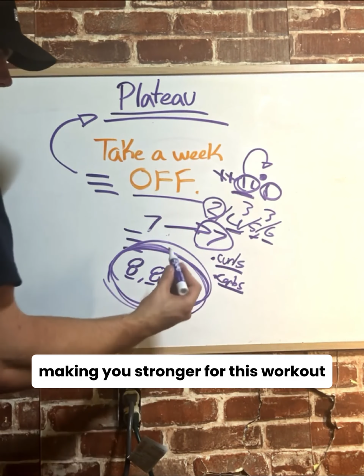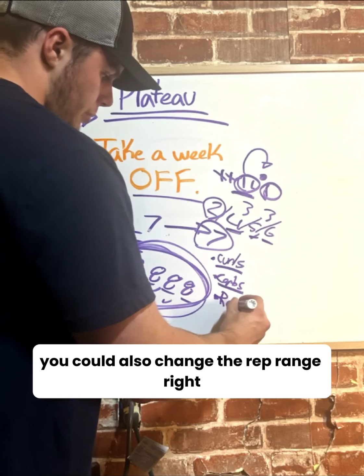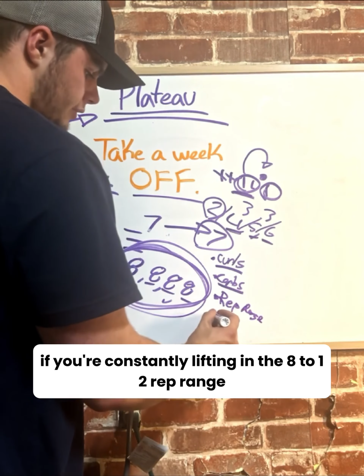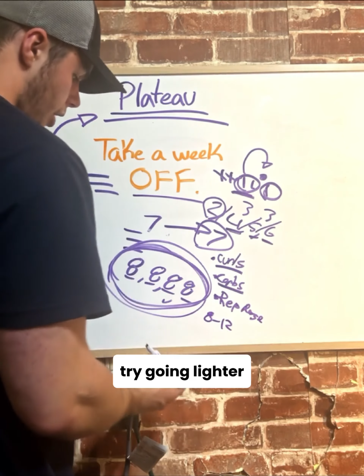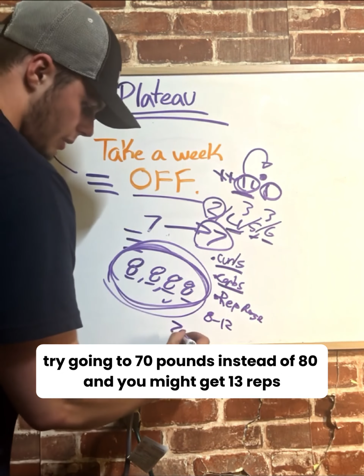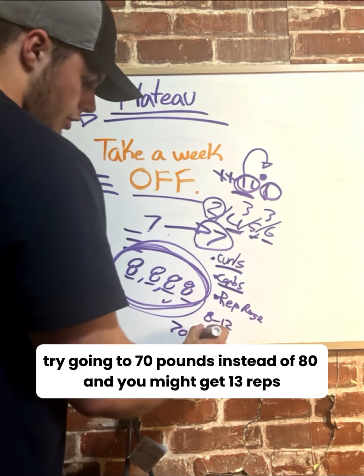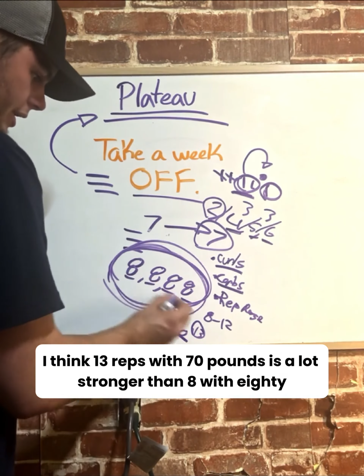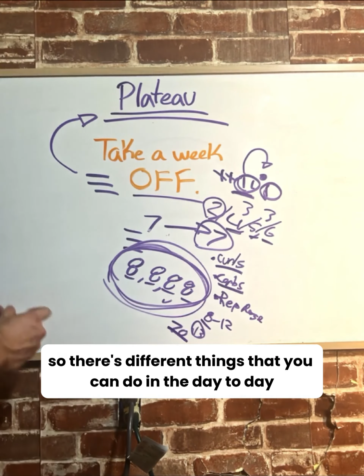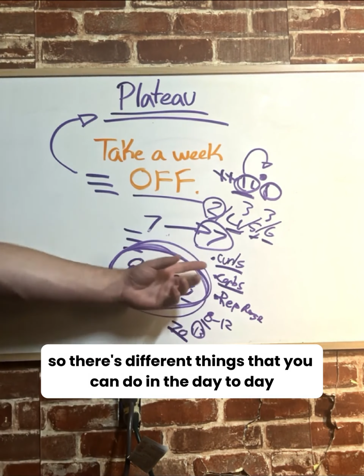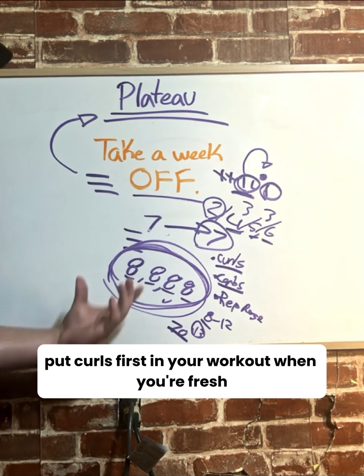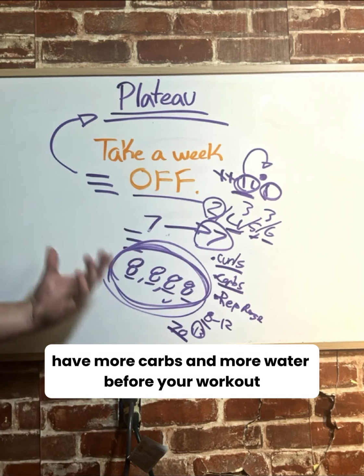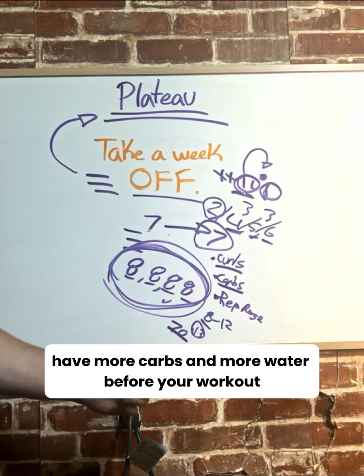You could also change the rep range, right? If you're constantly lifting in the 8 to 12 rep range, try going lighter. Try going to 70 pounds instead of 80, and you might get 13 reps. Well, I think 13 reps with 70 pounds is a lot stronger than 8 with 80. So there's different things that you can do in the day-to-day. Put curls first in your workout when you're fresh. Have more carbs and more water before your workout, and change your rep range.